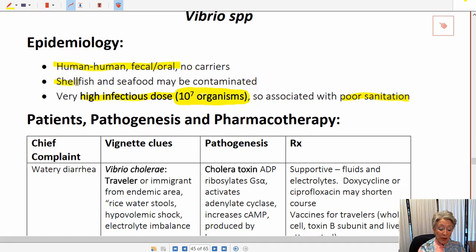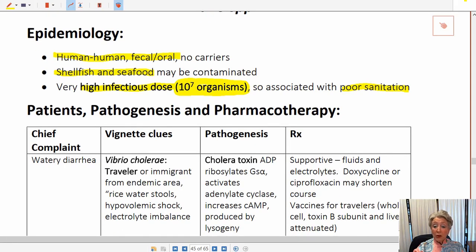And that's why we mention shellfish and seafood, because seafood, when it's uncooked, and shellfish, because they're filter feeders, will actually filter the debris out of the water they live in. And if it's less than clean water, they will simply collect it for you.